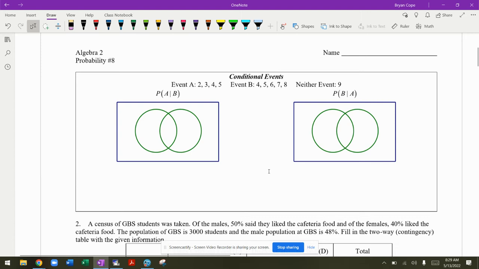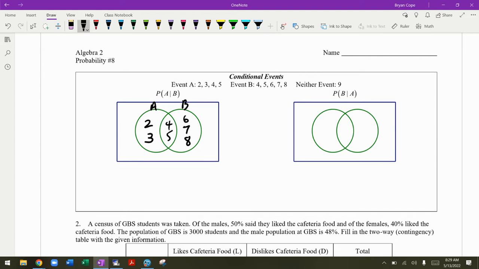Okay. Under event A, everybody put the stuff that's only in A, which is the numbers 2 and 3. Did I do that right? Are those the ones that are only in A? Yeah. What are the ones that are shared between A and B? 4 and 5, thank you. And what's only in B? 6, 7, 8. And is there anything outside of it? Yeah, 9. Okay. Can you map that out on the other Venn diagram too?